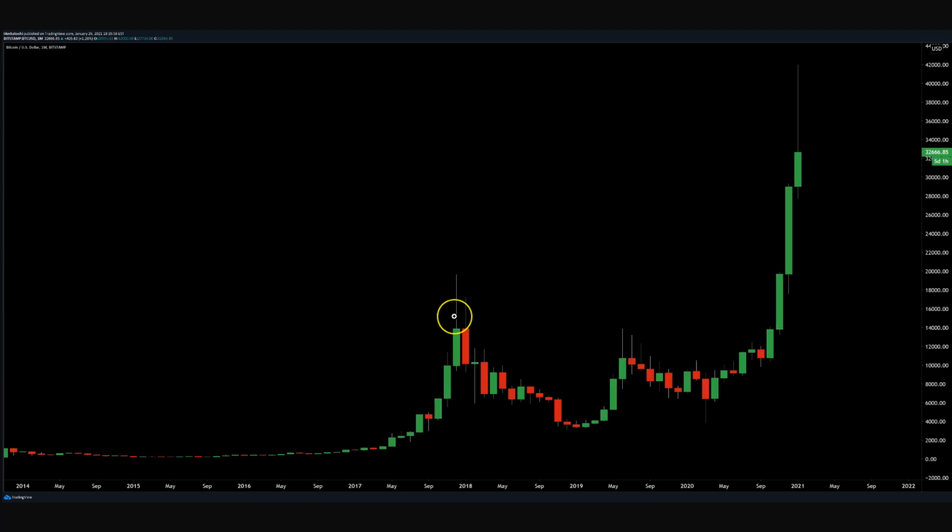And the first one that probably most people learn is the tweezer top, tweezer bottom. You can see both times in our current previous local highs, late 2017, mid 2019. We had a tweezer top, which is what it's called, both times where the second wick did not exceed the previous wick. And anytime you see that on a higher time frame, it's typically almost always a reversal sign.